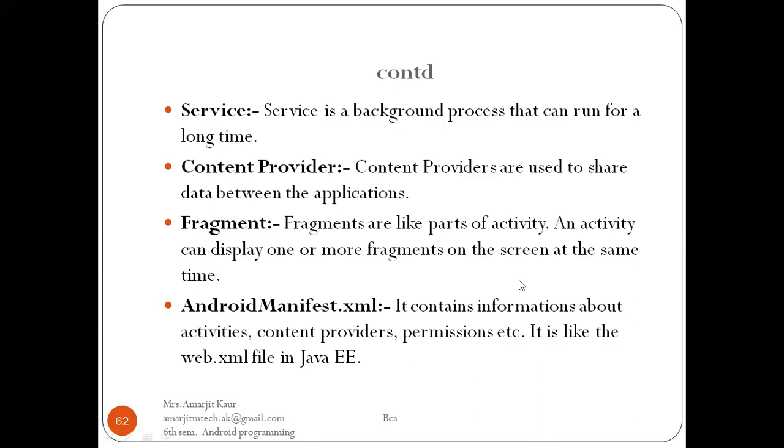Android manifest.xml contains information about activities, content providers, permissions, etc. It is like the web.xml file in Java EE.